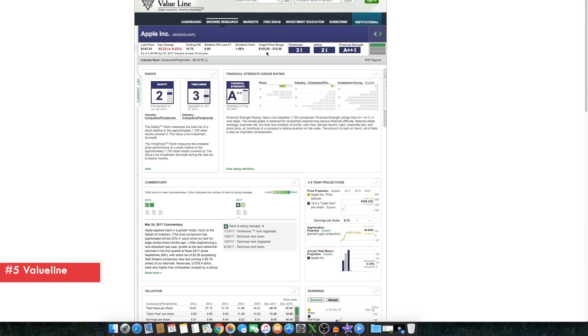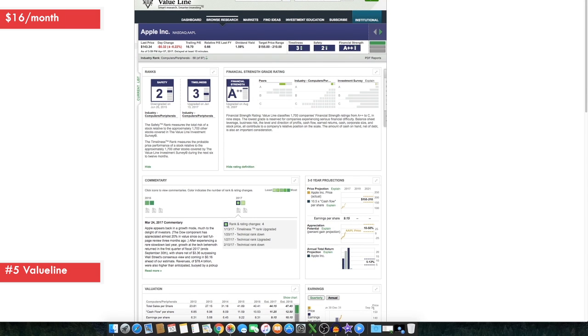The fifth website is Valueline. They're $16 a month for their subscription, and they give you their ranking information, which is solved by their own algorithms they developed. They give you two important things that I look at. They give you financial strength of a company on an A to C ranking, C being the lowest. Like it says here, the lowest grade is reserved for companies experiencing serious financial difficulty.